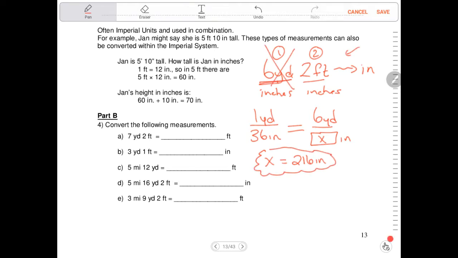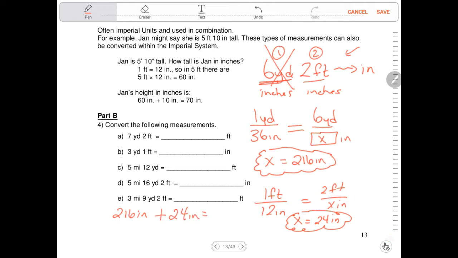Now you must do this part. We need feet into inches. So we know that 1 foot is equal to 12 inches, and we are putting 2 feet into inches. So our X value there will be 24 inches. Again, that's just a portion. So if you wanted to know 6 yards, 2 feet in inches, you would have to add 216 inches plus 24 inches, which is going to give you a grand total of 240 inches.